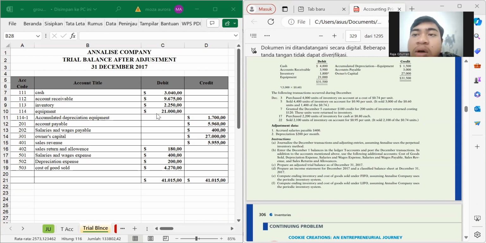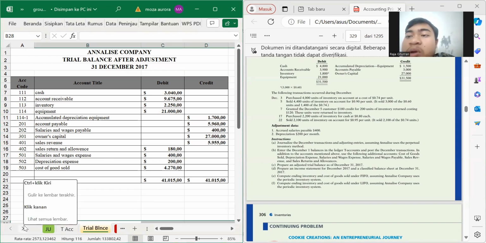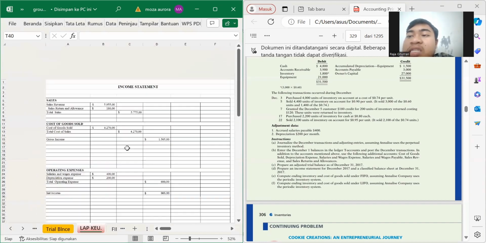Accumulated depreciation equipment on credit, 1,700. Accounts payable on credit, 5,960. Salaries and wages payable, 400. Owner's capital on credit, 27,000. Sales revenue, 5,955 on credit. Sales return and allowance, 180. Salaries and wages expense, 400. Depreciation expense, 200. And the last one is cost of goods sold, 4,270. And we got the balance of 41,015 dollars.